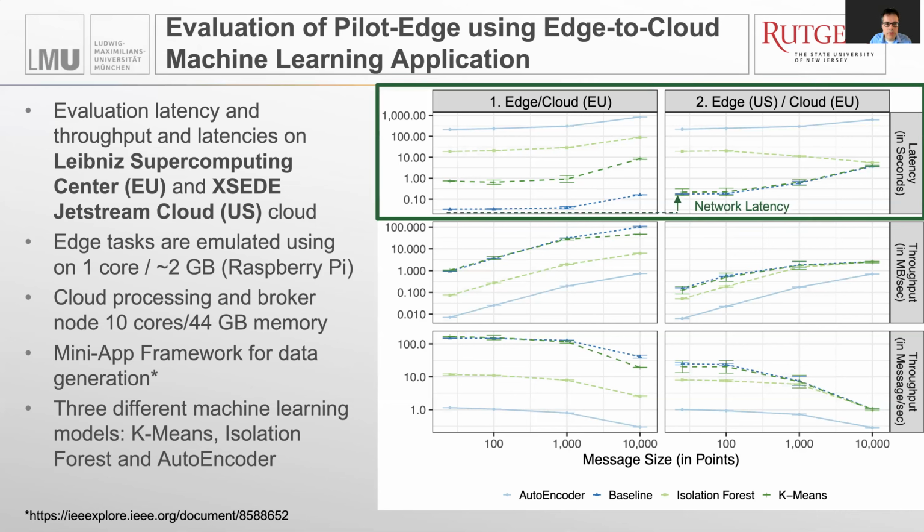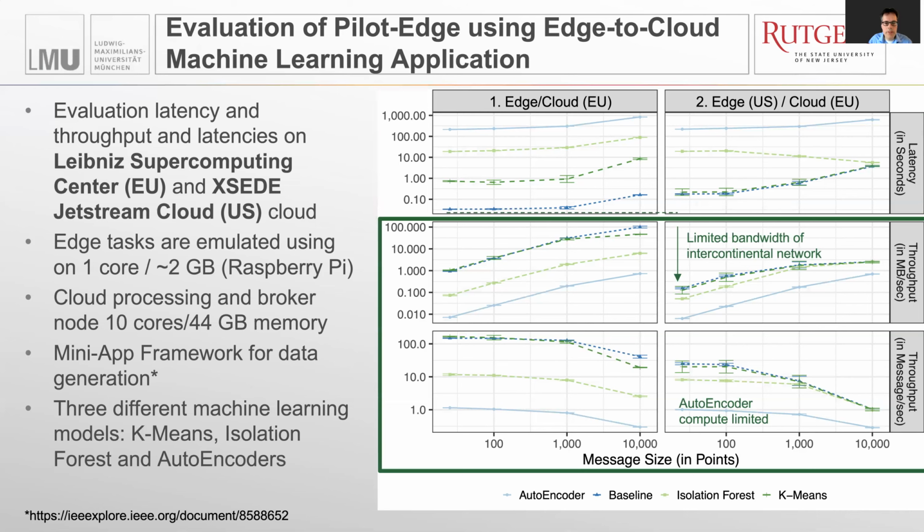We made some interesting observations. For example, obviously the network latency has primarily an impact when we look at the baseline, the blue line performance, which is basically sending the data across the pipeline without any processing. And on the throughput, we see a bit more diverse picture. We see that the intercontinental bandwidth particularly limits the throughput for the baseline and k-means, not so much for isolation forest, but definitely not for auto-encoders, which are in that case compute limited by the processing nodes.